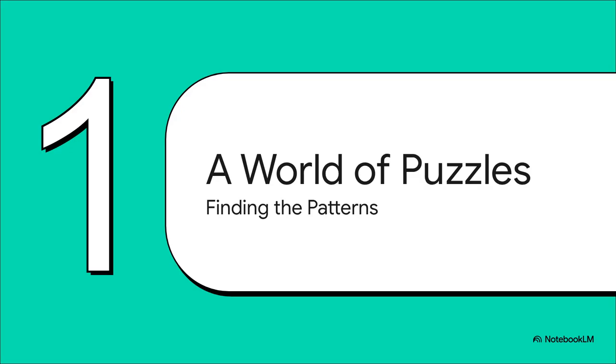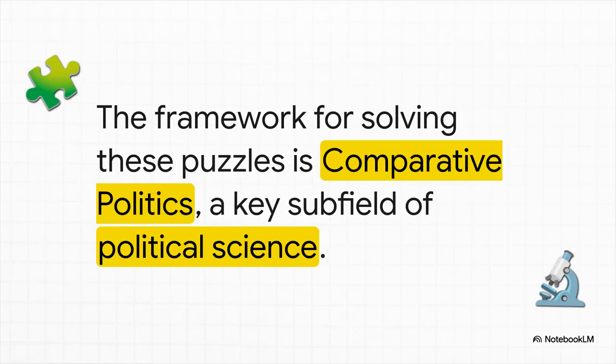You see, the first big step is understanding that none of this stuff happens by accident. It's not just random chaos. Nope, there's a whole field of study that's all about finding the patterns and the logic hidden just beneath the surface of the news. And that tool, that framework for making sense of it all, it's called comparative politics. Think of it as a special lens within political science that lets us understand the world not just from the outside, but from the inside out.